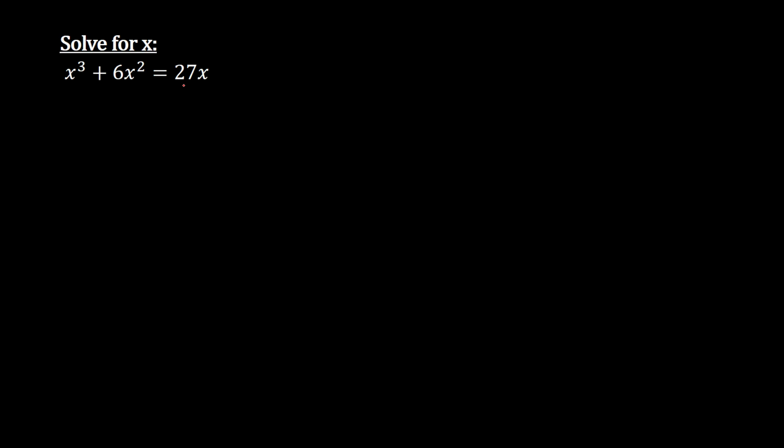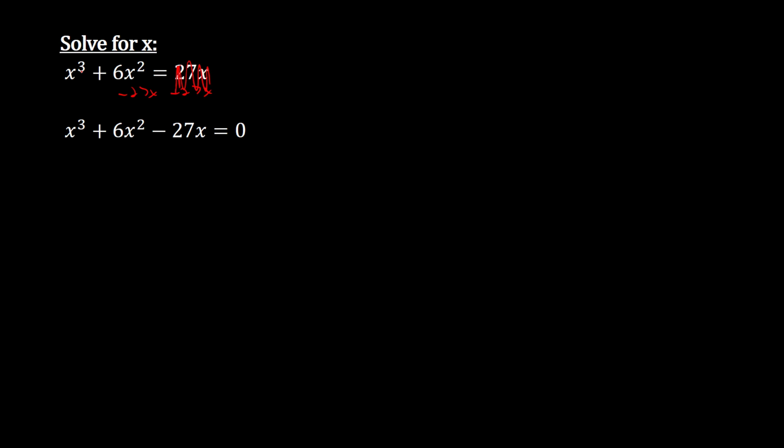So to do that, I need to get rid of this 27x over on the right. To get rid of that, I can subtract it over to the other side. So when I subtract it, now I have x cubed plus 6x squared minus 27x, and then on the right side, we have 0. And now from here, we need to factor. And that is why we've been factoring the last few lessons, because now we can solve equations like this.